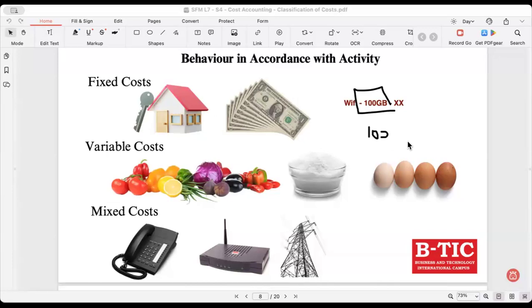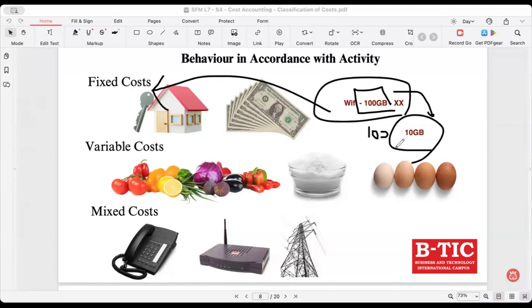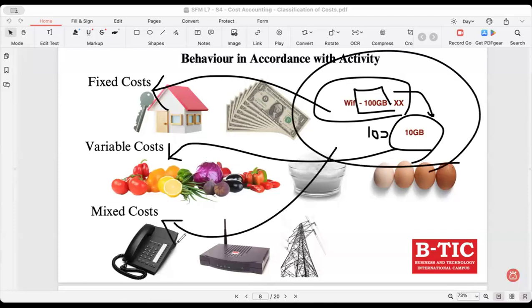So now what do you do? You purchase more GBs. Here you need to pay extra. Will the service provider give it for free? No, you have to purchase it. Say you purchase 10 GB more. To purchase this 10 GB, you need to pay more. So 100 GB is the fixed portion, and this 10 GB becomes the variable portion. The combination of both is the mixed cost. Is it clear?